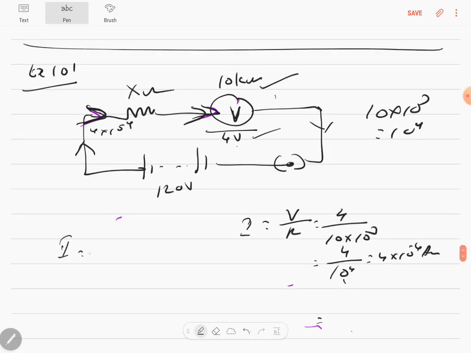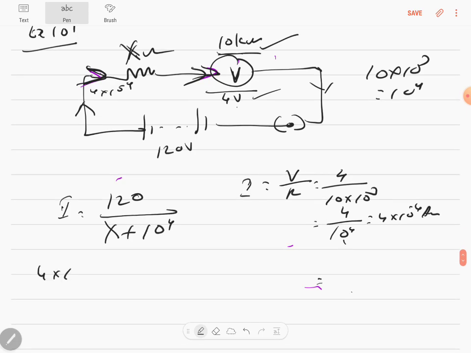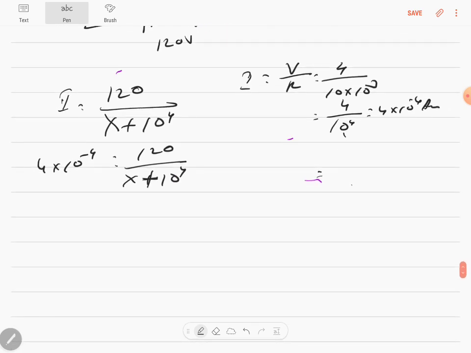I is equal to V, which is 120, by the equivalent resistance, which will be this resistance X plus this 10 kilo ohms, which is 10 to the power 4 ohms. And I itself is 4 into 10 to the power minus 4, which is equal to 120 by X plus 10 to the power 4, with which you can calculate what X is. You can do the calculations yourself. So 290 kilo ohms is the answer.